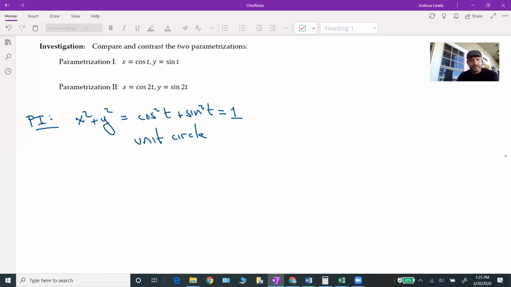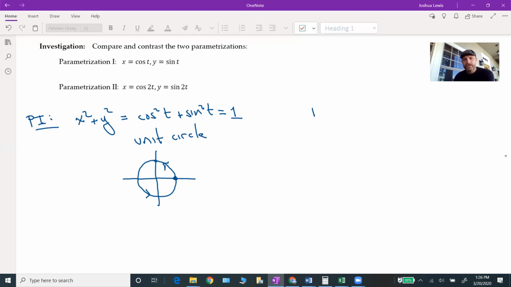And furthermore, which direction? Well, this is the standard parametrization, right? At time 0, we would have 1, 0. And at pi halves, we'd have 0, 1. So it's going around this way, okay?